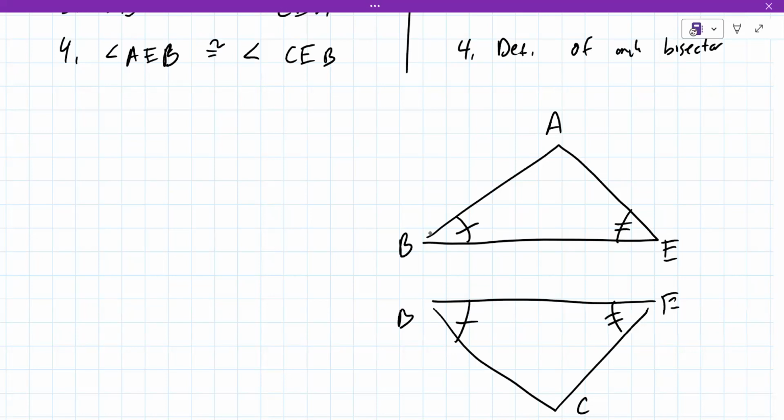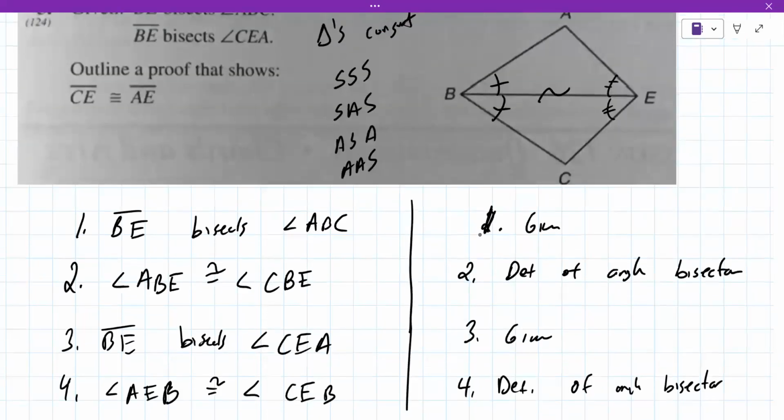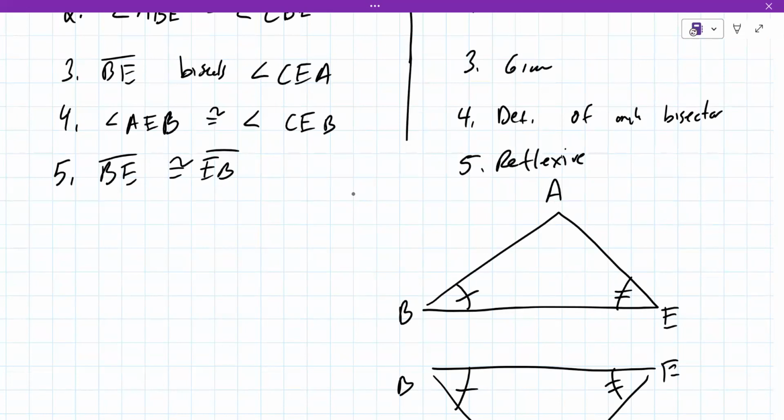BE, yes, it's congruent to itself. Sometimes you gotta break it apart to see that. Yeah, you gotta see the bigger picture. And that's reflexive. It's like when you look at the mirror, you see yourself, hopefully.